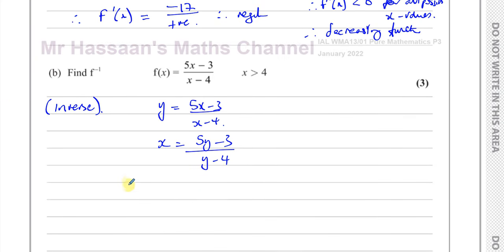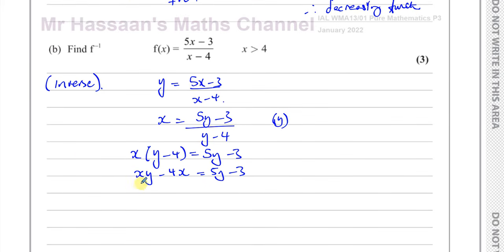So I'm going to multiply both sides by y minus 4. So I'll have x times y minus 4 equals 5y minus 3. And I'll expand the brackets. I'll have xy minus 4x equals 5y minus 3. Now I want to make y the subject of this, then I'll have the inverse. So to make y the subject, I can bring the y's to one side of the equation and everything else on the other. So I have xy minus 5y equals 4x minus 3.